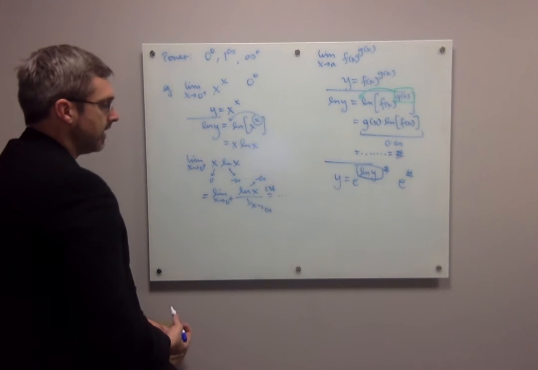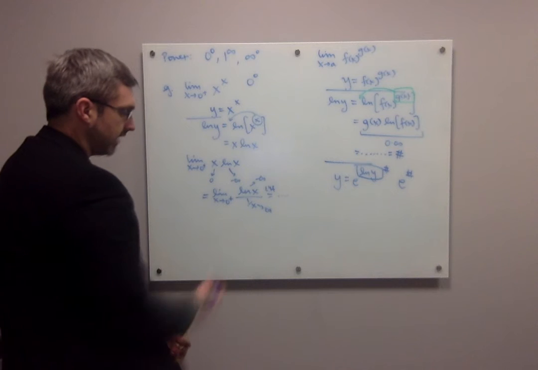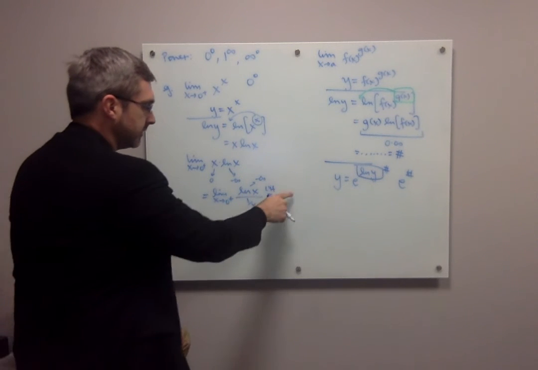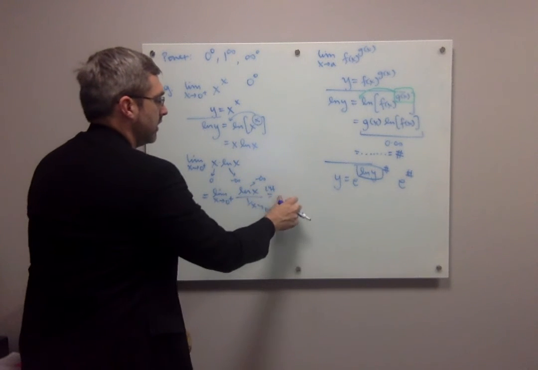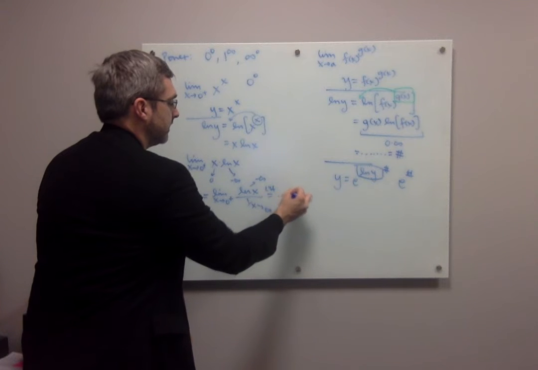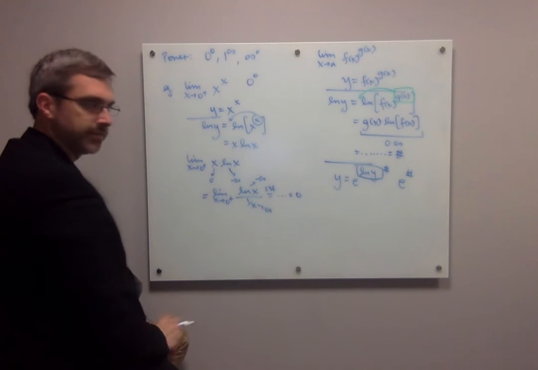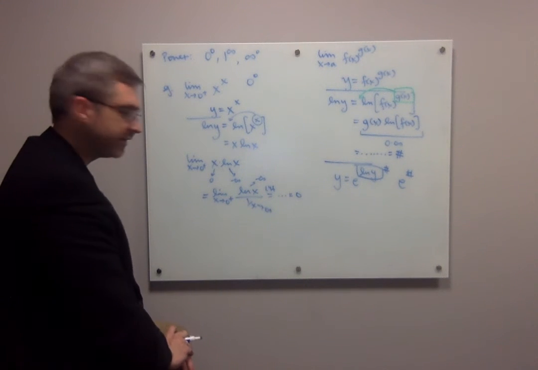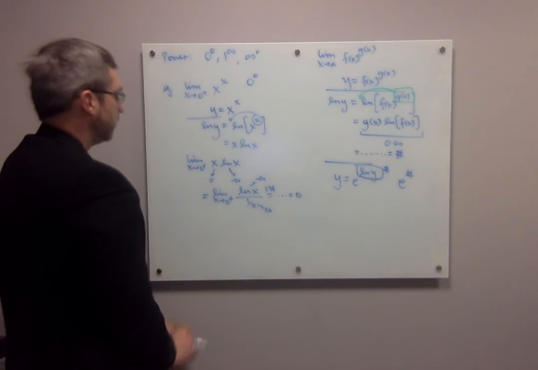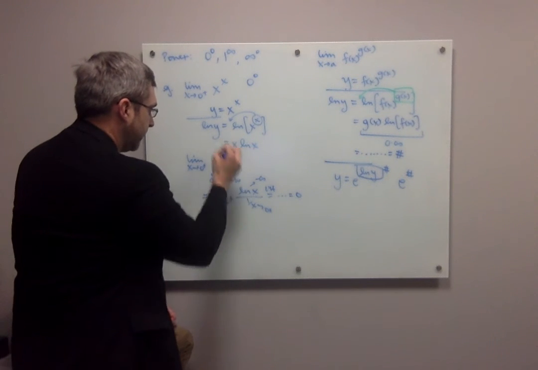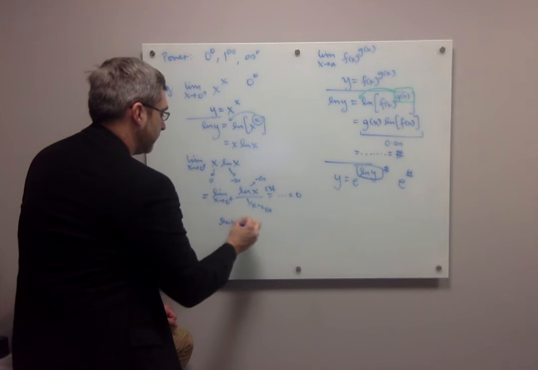Okay? I'm going to spare you the details here. I could take the derivative of the top, the derivative of the bottom. You can look back at your notes. But this limit ended up being 0. So just trust me, that limit ends up being 0. So natural log of y, in other words, this thing, natural log of y, is going to 0.